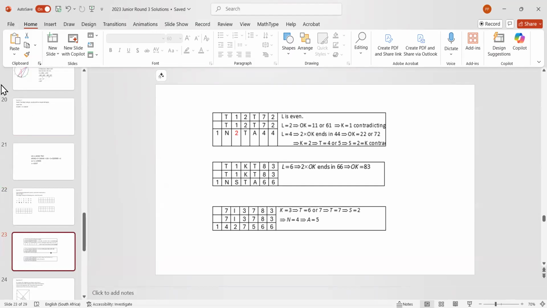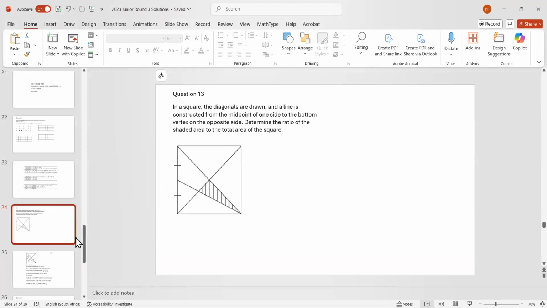Let's get on to the next problem, which is question 13. So in a square, the diagonals are drawn. So this is a square here. Okay. So in a square, you got the diagonals, and just remember now, all the sides are equal, all the angles are 90 degrees, and these diagonals are equal in length, and you've got 4 triangles, all of them, the angles are 45, 45, 90.